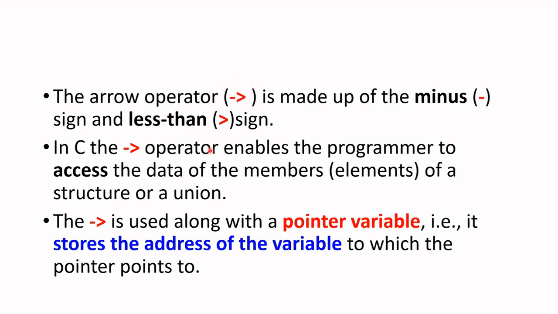The arrow operator basically enables the programmer to gain access to the data of the members or the elements of a structure or a union. It is generally used along with a pointer variable. That is, the pointer variable stores the address of the variable to which the pointer points.